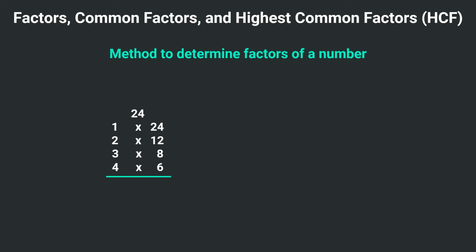Let's count all of the factors. We have 1, 2, 3, 4, 5, 6, 7, 8. So in total we have 8 factors. Now let's take another example. Let's determine the factors for 36.